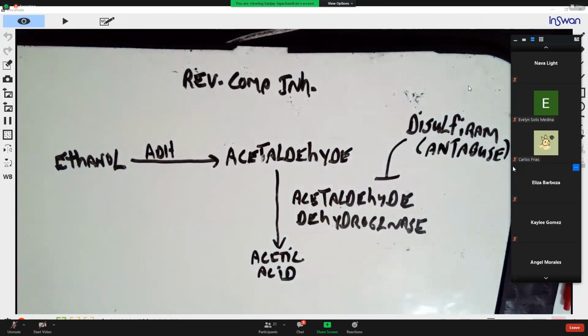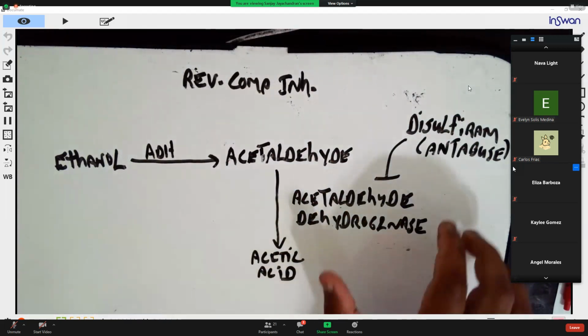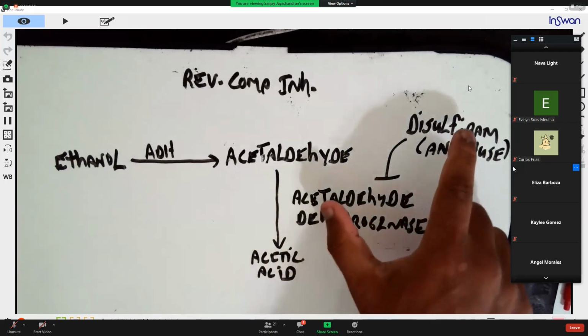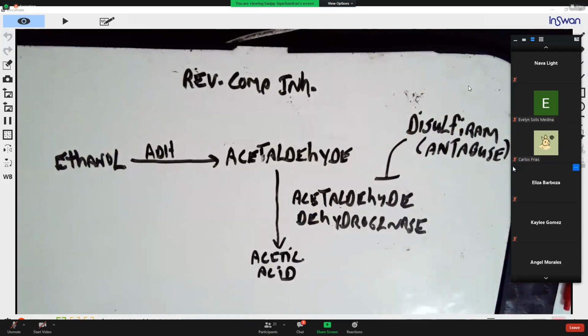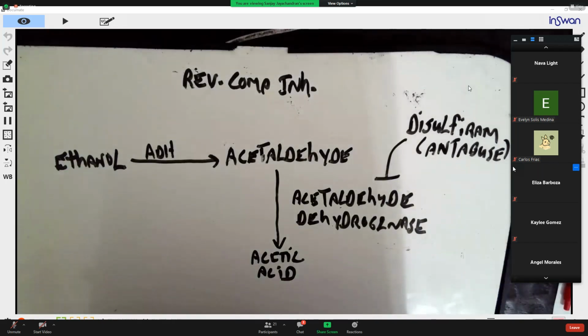It's sort of like a last ditch effort. You don't build resistance to it. The more you take, the stronger it gets. And it has to be reversible because you don't want them permanently nauseous. It's going to pop out of the active site of this enzyme. Clear? Any questions? Yes. We're good? Okay. All right.